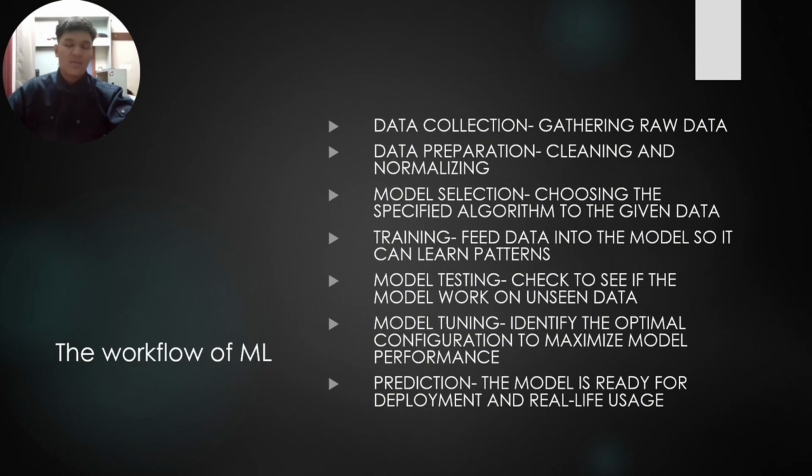The fifth one is model testing. It is to check to see if the model works on unseen data. The sixth one is model tuning. It is to identify the optimal configuration to maximize the model performance. And the last one is prediction. The model is ready for real life usage and deployment.